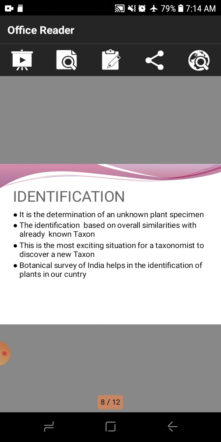Floras, monographs, manuals and journals are important sources of literature. The modern method is the use of computer punch card keys. The Royal Botanic Gardens at Kew in England has a large herbarium and is an international center of plant identification. It generally publishes an index for reference. The Botanical Survey of India (BSI) helps in identification of plants in our country.